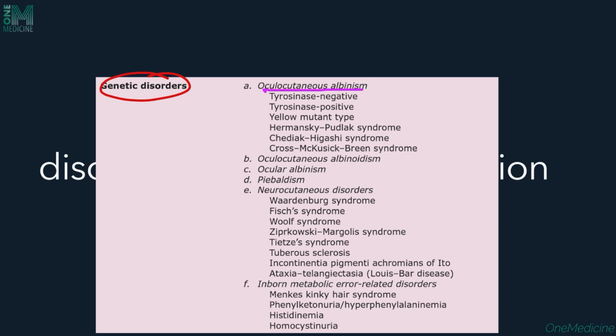Then you have Chediak-Higashi syndrome, Cross-McKusick-Breen syndrome, oculocutaneous albinoidism, ocular albinism, piebaldism, neurocutaneous syndromes like Waardenburg syndrome, Fisch syndrome, Woolf syndrome, Ziprkowski-Margolis syndrome, Tietz syndrome, tuberous sclerosis, incontinentia pigmenti achromians of Ito, which is hypomelanosis of Ito. Then we have ataxia telangiectasia, also called Louis-Bar syndrome. Inborn errors of metabolism are Menkes kinky hair syndrome, phenylketonuria or hyperphenylalaninemia, histidinemia, homocystinuria.